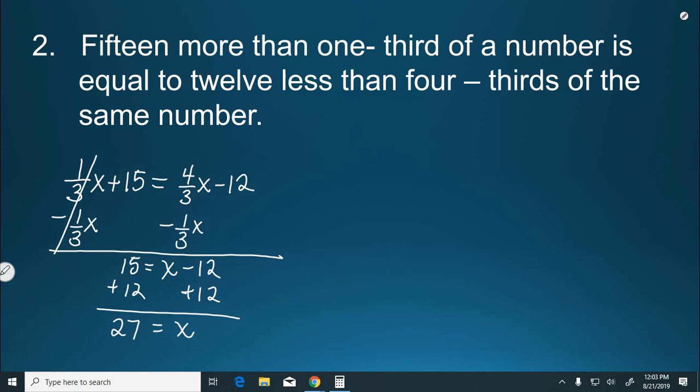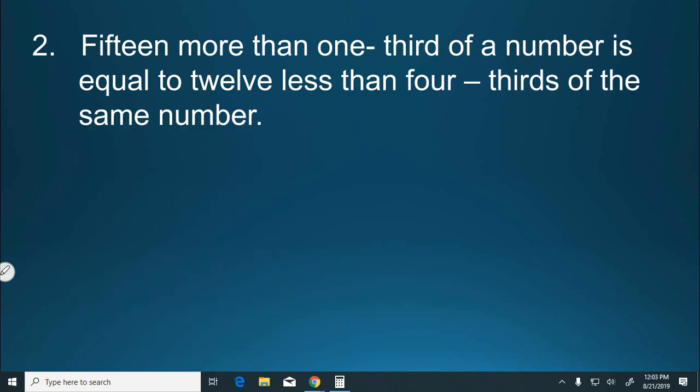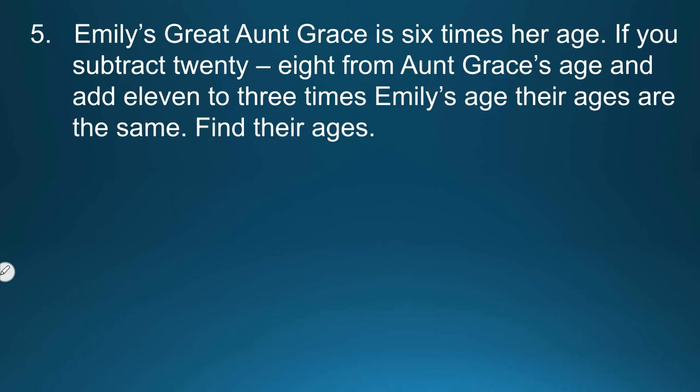All right, let's see what we have next. Number 5, jumped up. So now we've got a more challenging word problem that we might have to set up a lot before we dive right into writing it. So Emily's great Aunt Grace is 6 times her age. If you subtract 28 from Aunt Grace's age and add 11 to 3 times Emily's age, their ages are the same. Find their ages.